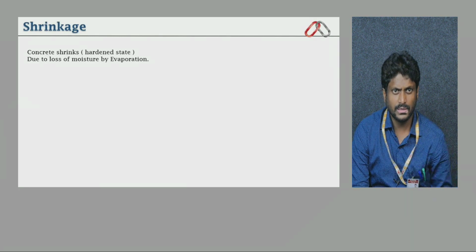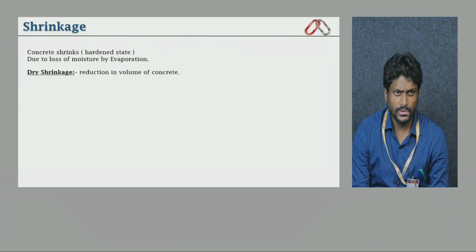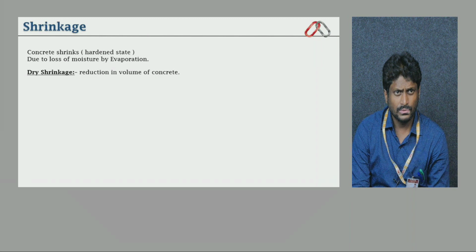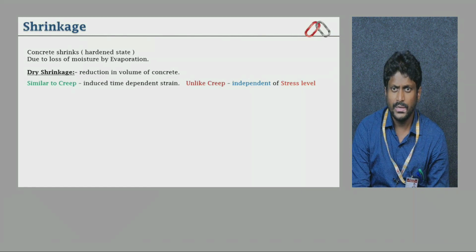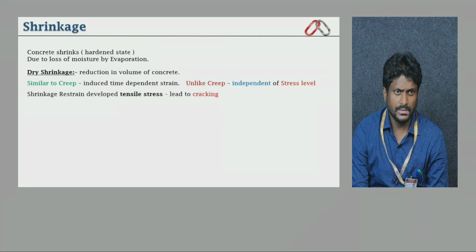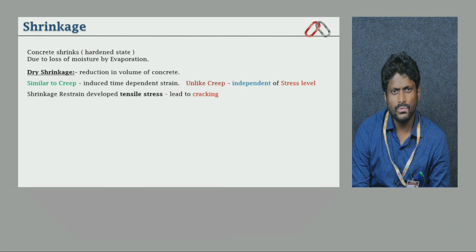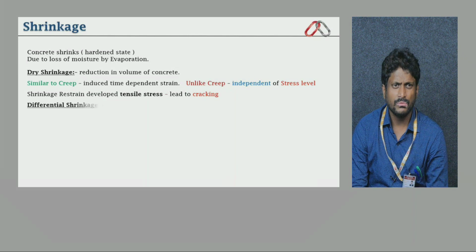Concrete shrinks in the hardened state due to loss of moisture by evaporation. If you look at the drying shrinkage, reduction in volume of concrete happens basically. So shrinkage is similar to creep actually. It is induced time-dependent strain. Unlike creep, it is independent of stress level. Even a shrinkage restraint develops tensile stress, leading to cracking. So that is all about your shrinkage discussion, how shrinkage will occur.